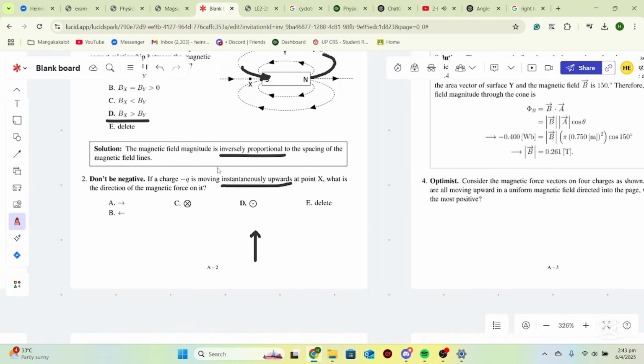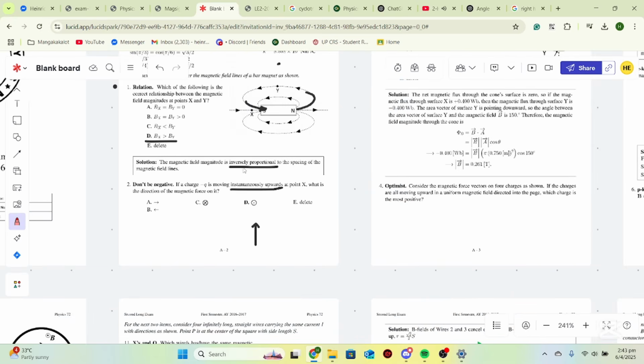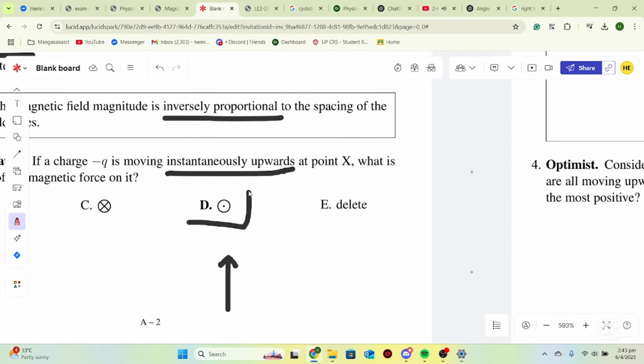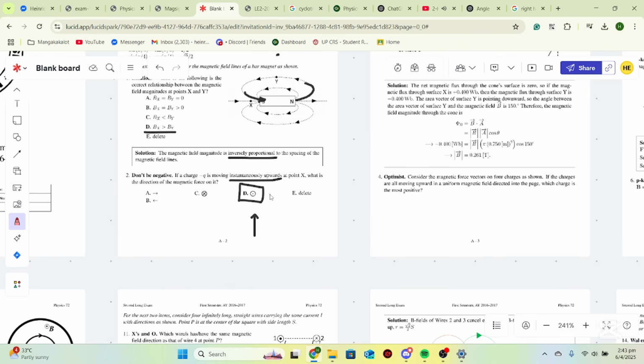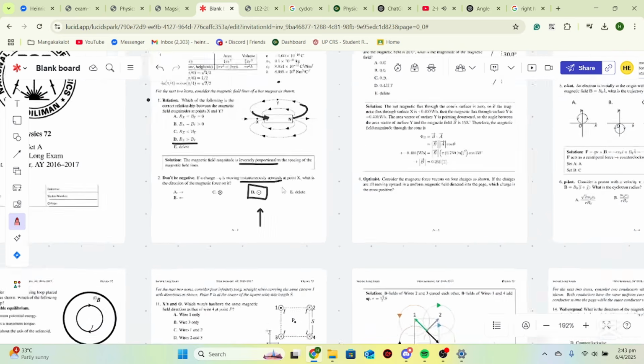The magnetic field line is always your middle finger, so point your middle finger towards the right. And we know that it's moving upwards, so move your pointer finger upwards. So right now your thumb is pointing towards you, and that's why it is pointing away from the page.